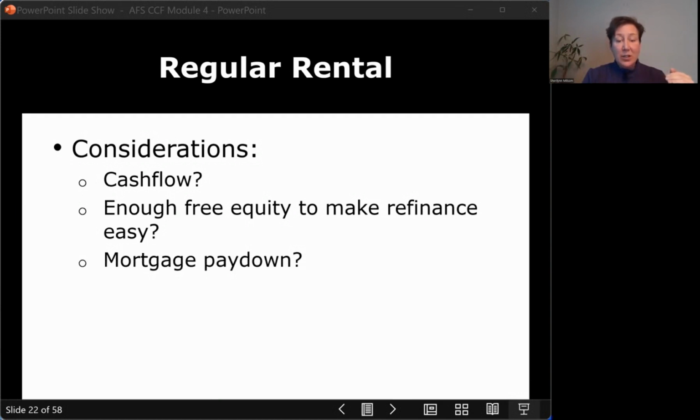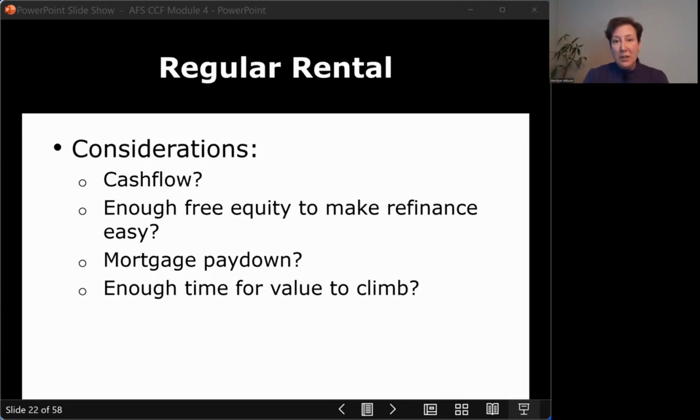And is there going to be a decent mortgage paydown? Now, remember, as far as cash flow goes, I prefer positive cash flow. I like money coming into my bank every month, not going out. But if that negative cash flow is caused by accelerated mortgage paydown, that's not so bad. So if your mortgage paydown is really high, that's also going to make it easier to refinance later. So that's another consideration, and it all goes hand in hand.